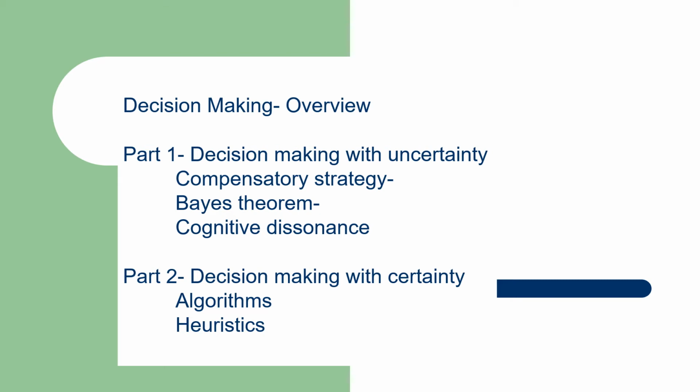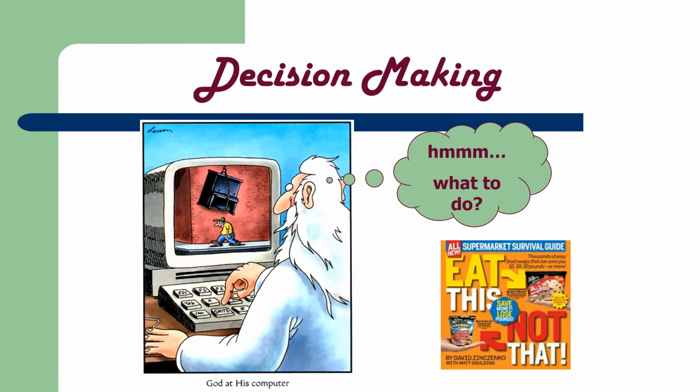Hi everyone. This lecture will cover decision making in two different parts. The first part, we will talk about decision making with uncertainty and a variety of aspects of that sort of decision making. And in the second part, we will have discussions about decision making with uncertainty, and that involves the use of algorithms and heuristics.